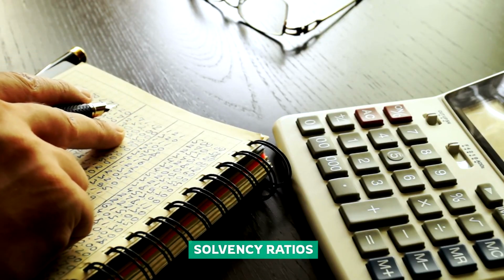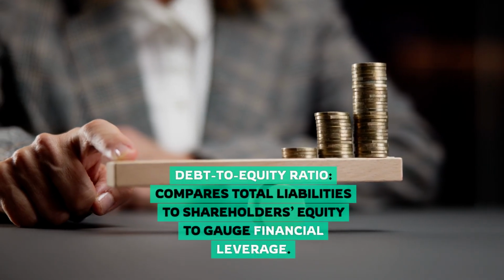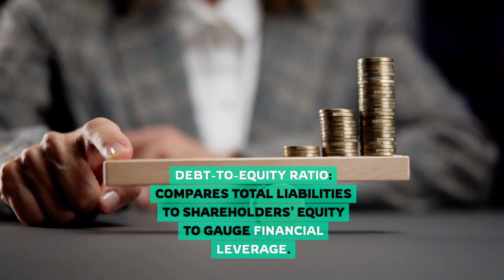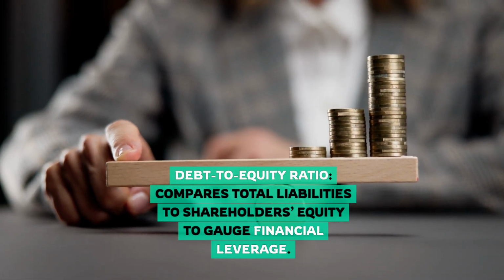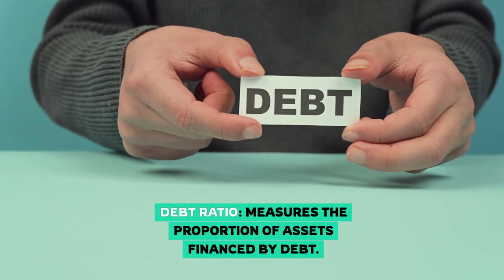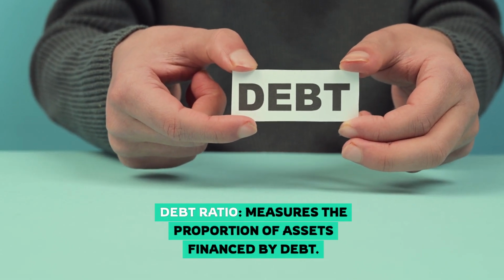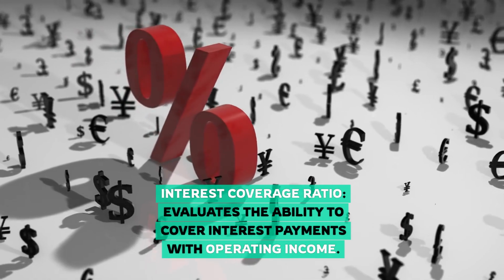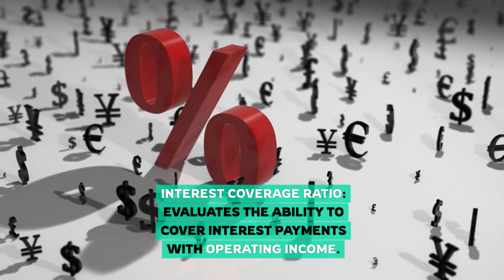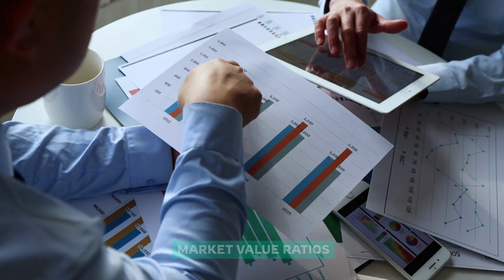Solvency ratios. Debt to equity ratio compares total liabilities to shareholders' equity to gauge financial leverage. Debt ratio measures the proportion of assets financed by debt. Interest coverage ratio evaluates the ability to cover interest payments with operating income.